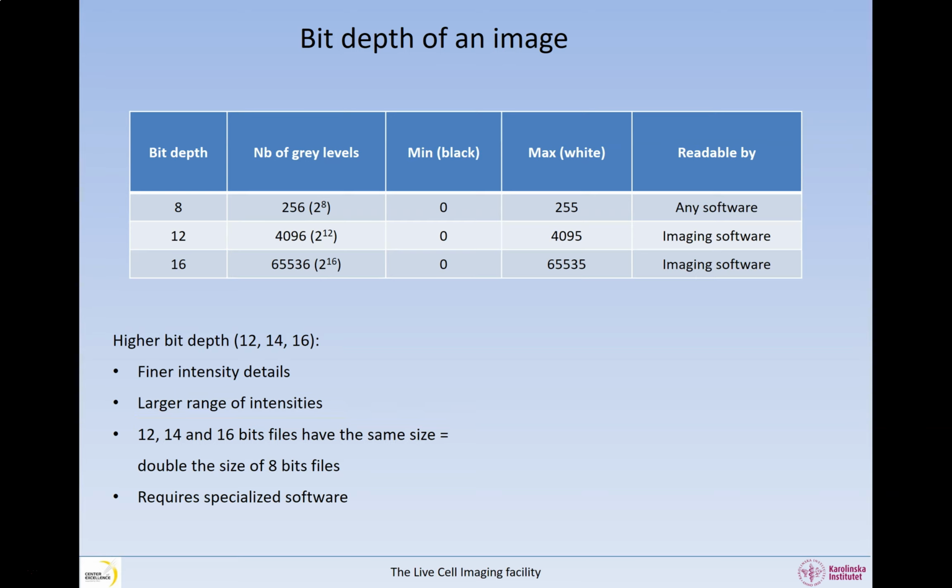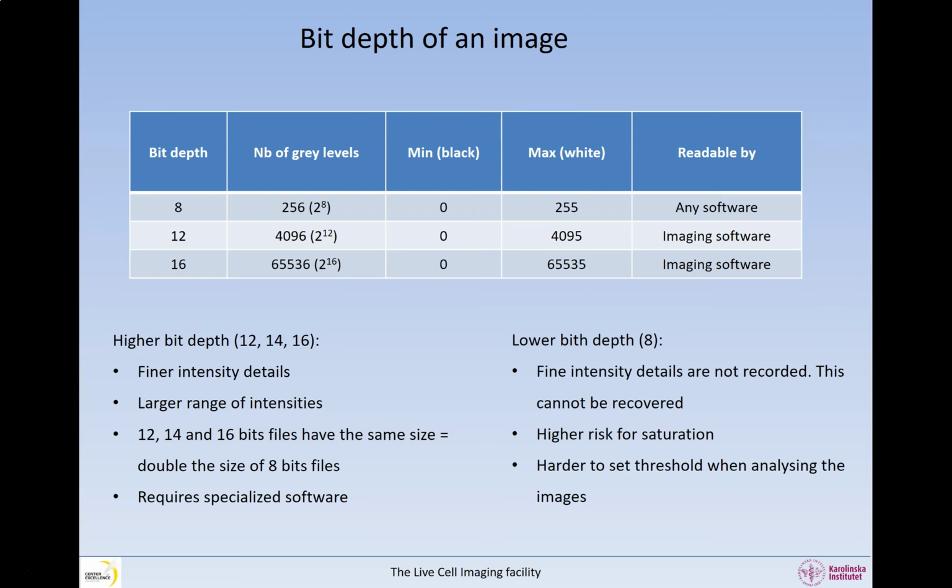It's important to remember that images with a high bit depth can only be opened by specialized software like Photoshop, ImageJ, or the microscope software. 8-bit images, on the other hand, can be opened by usual software like PowerPoint, for example. But when acquiring images in 8 bits, fine intensity details will be lost, and this cannot be recovered later. Also, you will have a higher risk for saturation. When analyzing your images, it will be harder to set the threshold.